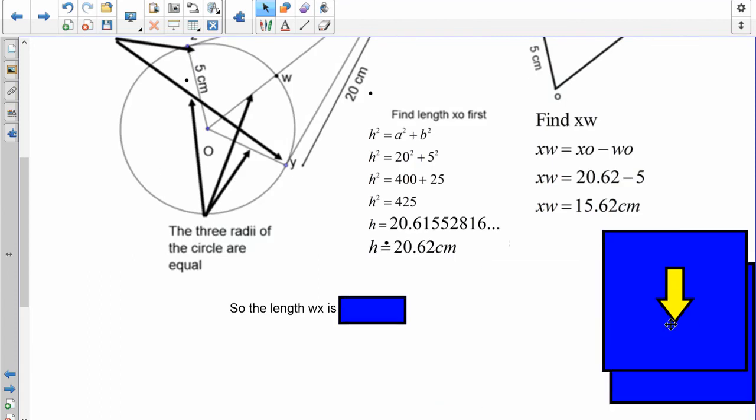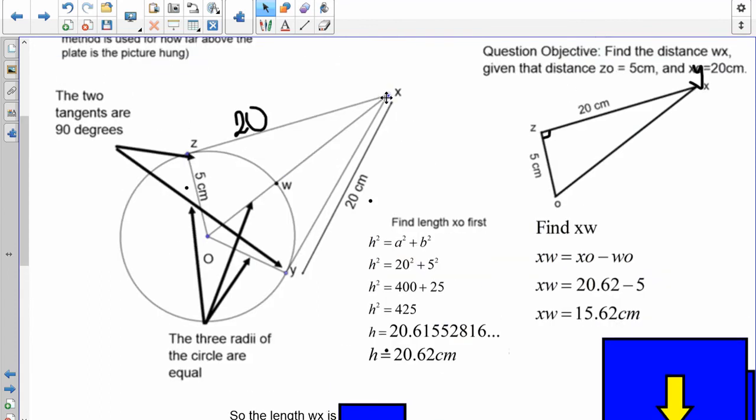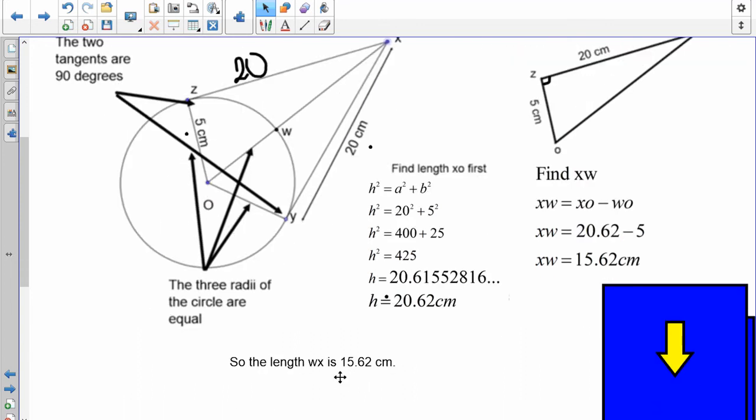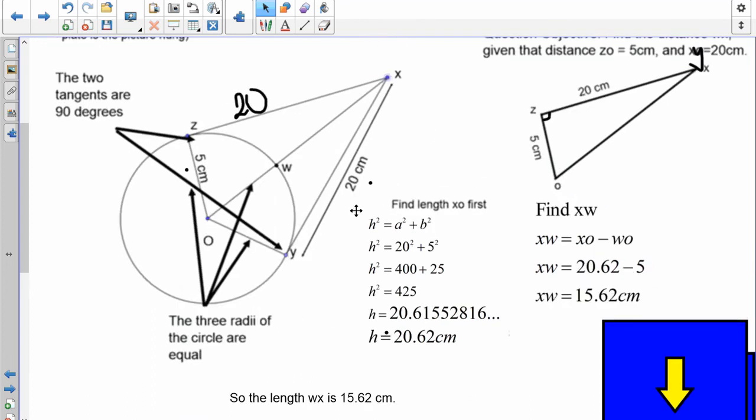So that means that WX, the distance from here to there, now in this case, it could be a picture hanger or a pendulum or something, right? So the distance of the swing point above the pendulum is going to be 15.62. Right? If this is a plate hanger, maybe the X is over here and it comes down vertically like that, then the distance above the plate from the pin to the plate, that would be 15.62. Right? These are all solved the same way.